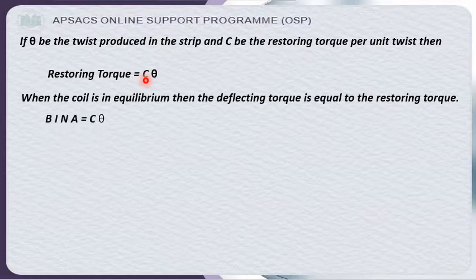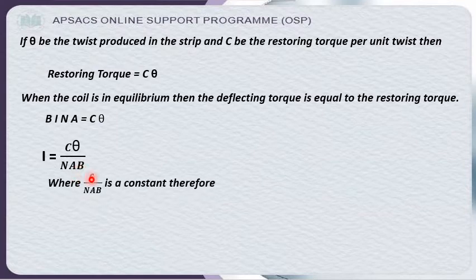Now, as I am telling you, there are two equal and opposite torques: number one is the deflecting torque and the other one is the restoring torque. So NIAB is equal to C theta. Now, I is equal to C theta upon NAB, where C is the constant known as the restoring torque per unit twist, N is the number of turns of the coil, A is the area of the coil, and B is the magnetic field.